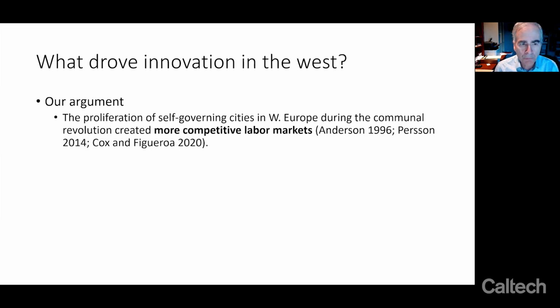First, the proliferation of communes or self-governing cities in Western Europe in the 11th and 12th centuries creates a more competitive labor market, or a set of regional competitive labor markets that are pretty distinctive in a Eurasian context. And I'll get back to that in a little bit.